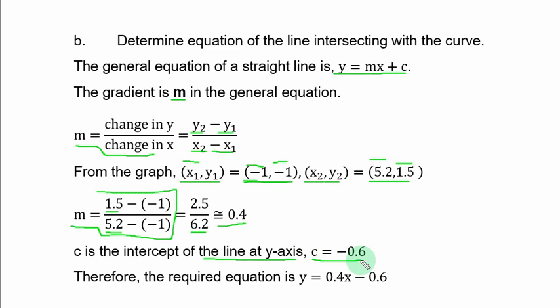Now that you know M and C, you simply insert them into the equation, and you have y equal to 0.4s. 0.4 is M, the gradient, then plus minus 0.6, and plus minus is minus. So therefore, the equation of the line intersecting with the curve is y equal to 0.4s minus 0.6.